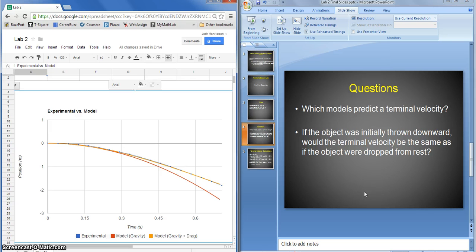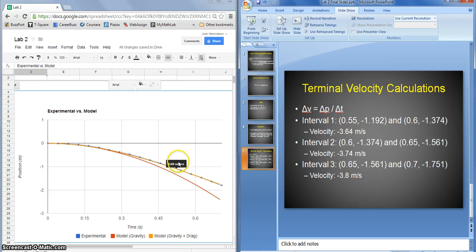This is because the ball's velocity is always increasing as it's falling, due to the only force acting on it being the gravitational force. The second model appears to reach a terminal velocity right around this area as the slope looks constant, but upon calculating its velocity at several points within this time interval, we see that its velocity is in fact still increasing, although it's increasing at a slower rate as time goes on.